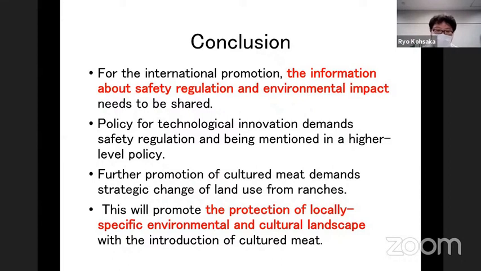So these are some of my thoughts looking at the literature.